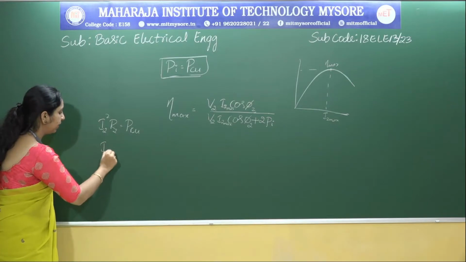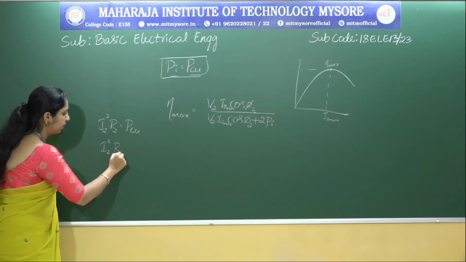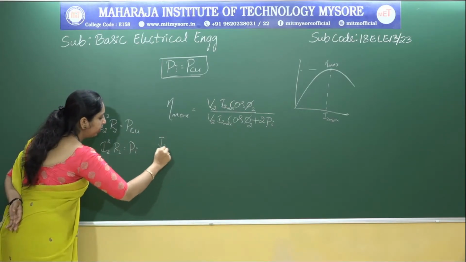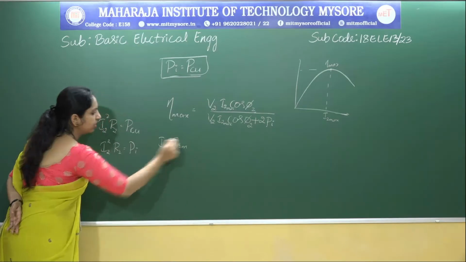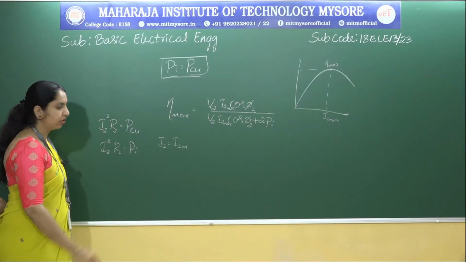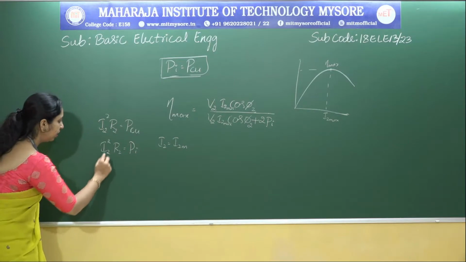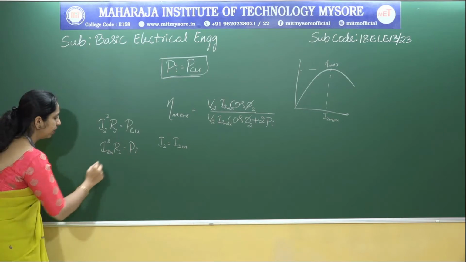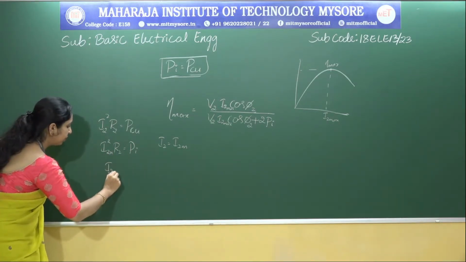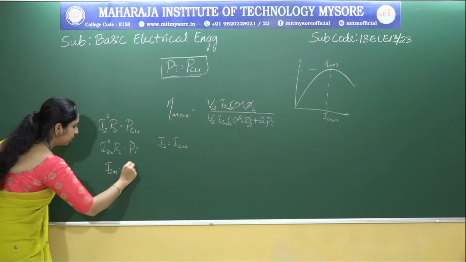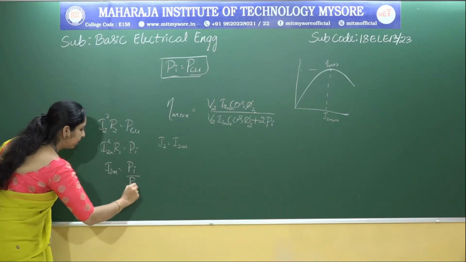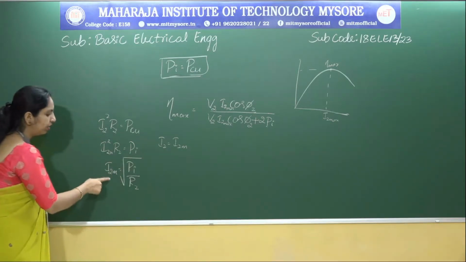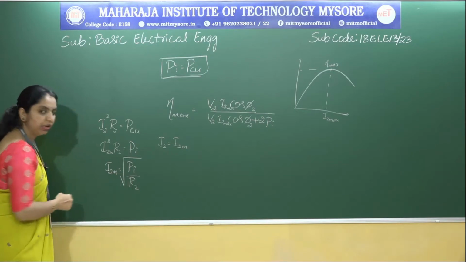So now I am going to replace this PCU as Pi. One more assumption: I2 is equal to I2M. What does this M indicate? This is for the maximum load current. So I am going to replace I2 as I2M, right? And what is I2M? If I consider only I2M, this becomes Pi divided by R2. Since we have a square here, to remove that square, we get I2M is equal to square root of Pi by R2.